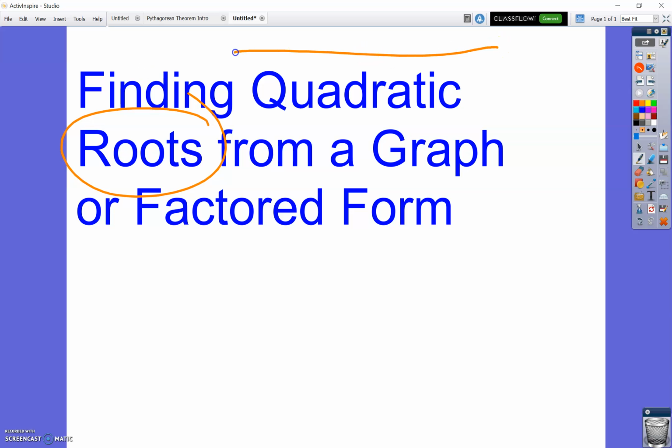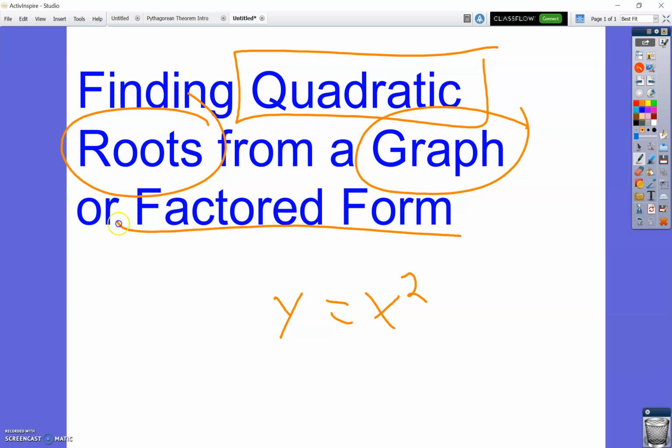And you may be remembering that quadratic means the highest power on the equation is going to be x squared, so that's a quadratic right there. And of course you're familiar with what a graph is, and factored form, we did that already, where if I write it this way, that's considered factored. So we're going to be looking at all these things. To do this, I want to start out by looking at a graph.